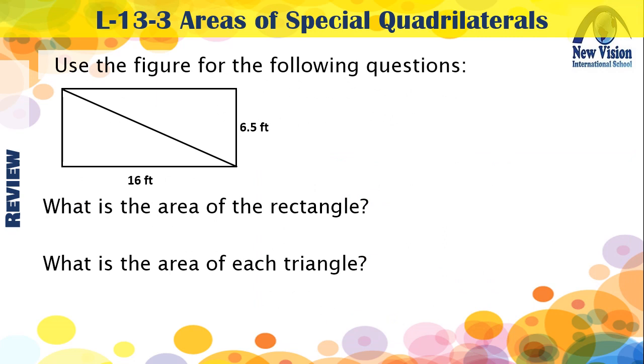Today's second review question is: use the figure for the following questions. A rectangle with length 16 feet and width 6.5 feet is divided through one of its diagonals to get 2 identical triangles. What is the area of the rectangle? What is the area of each triangle?